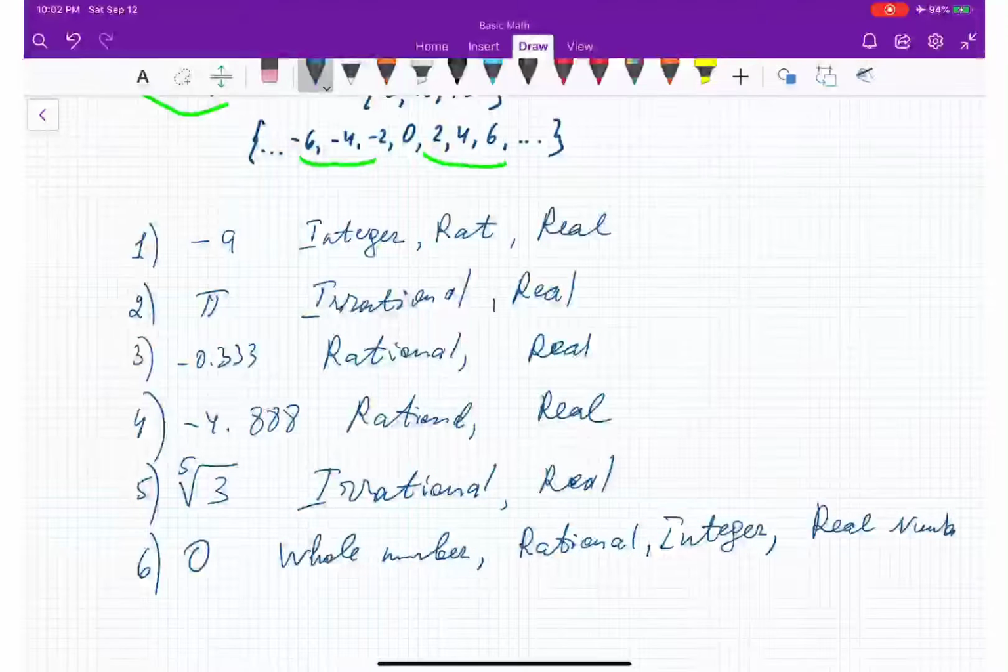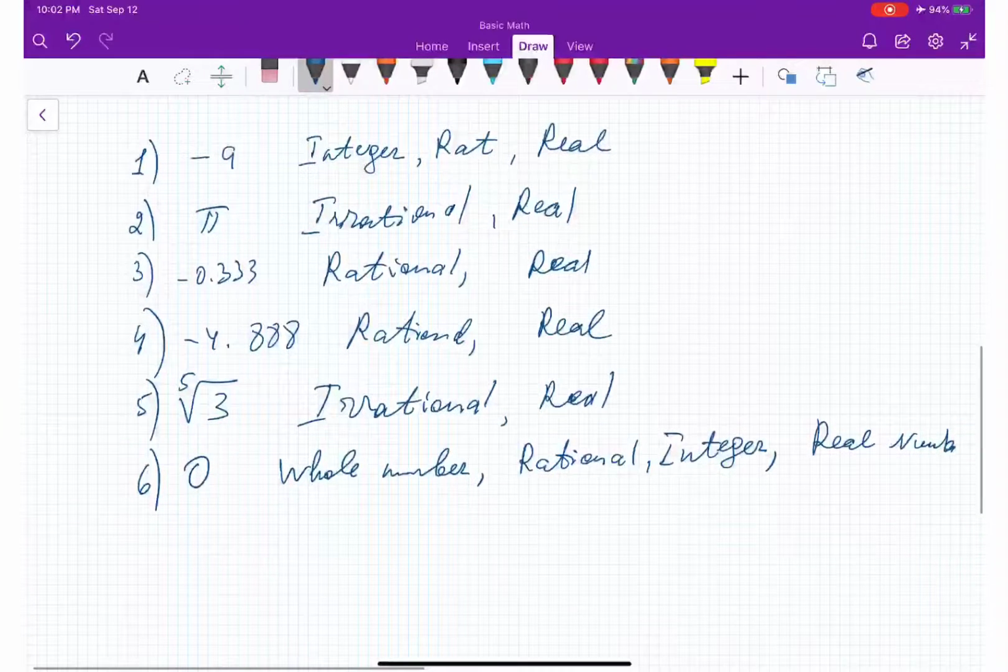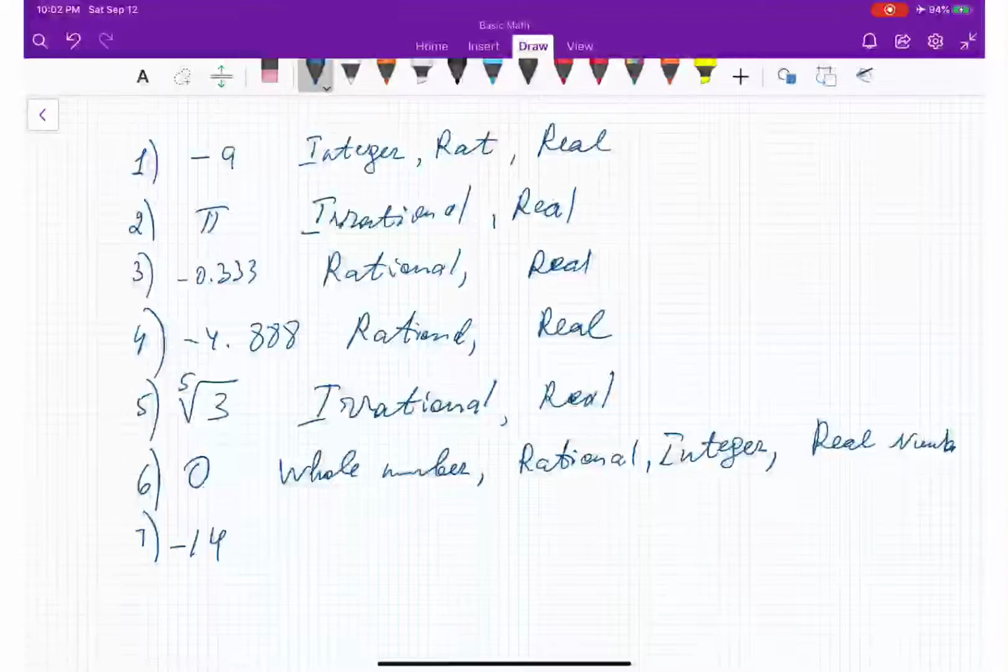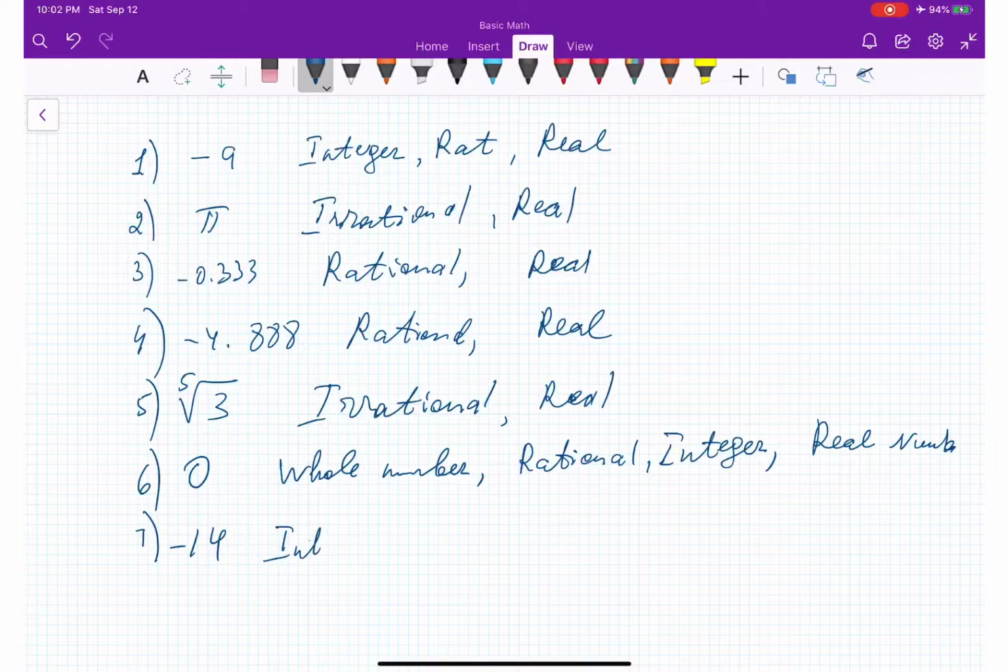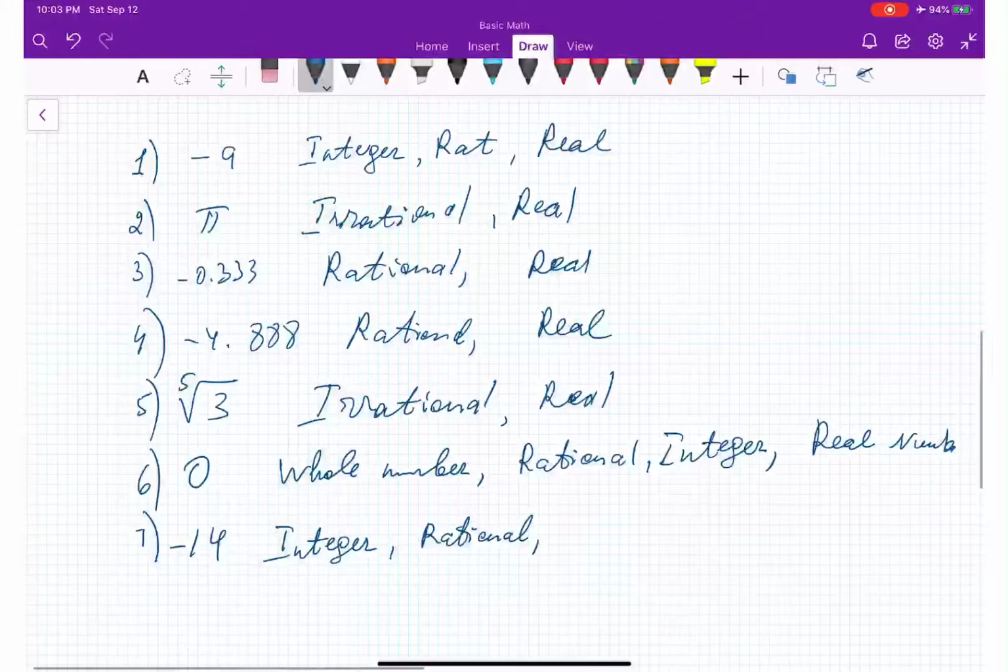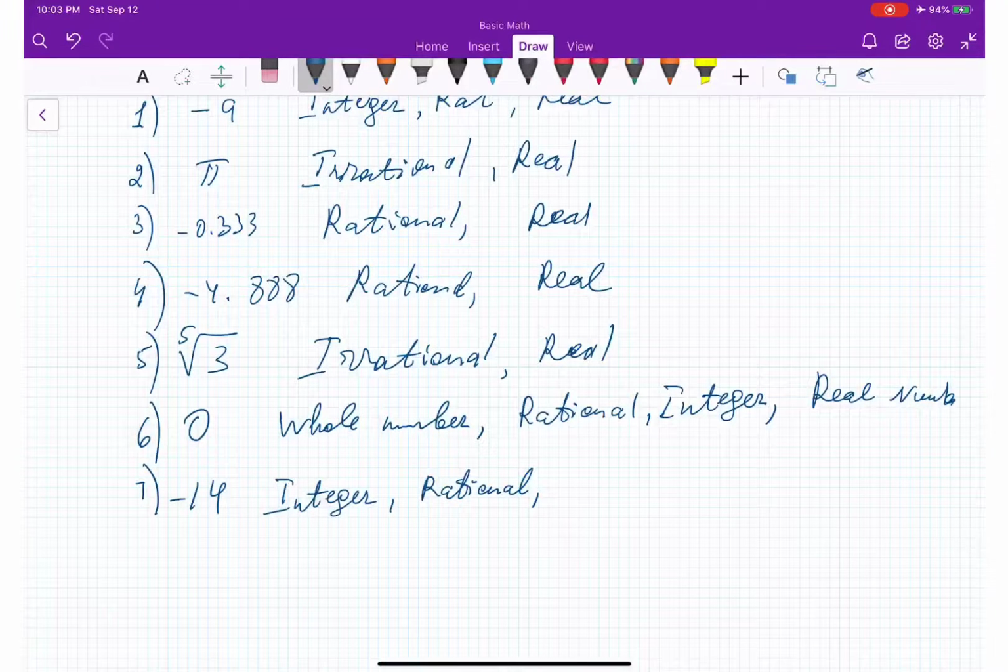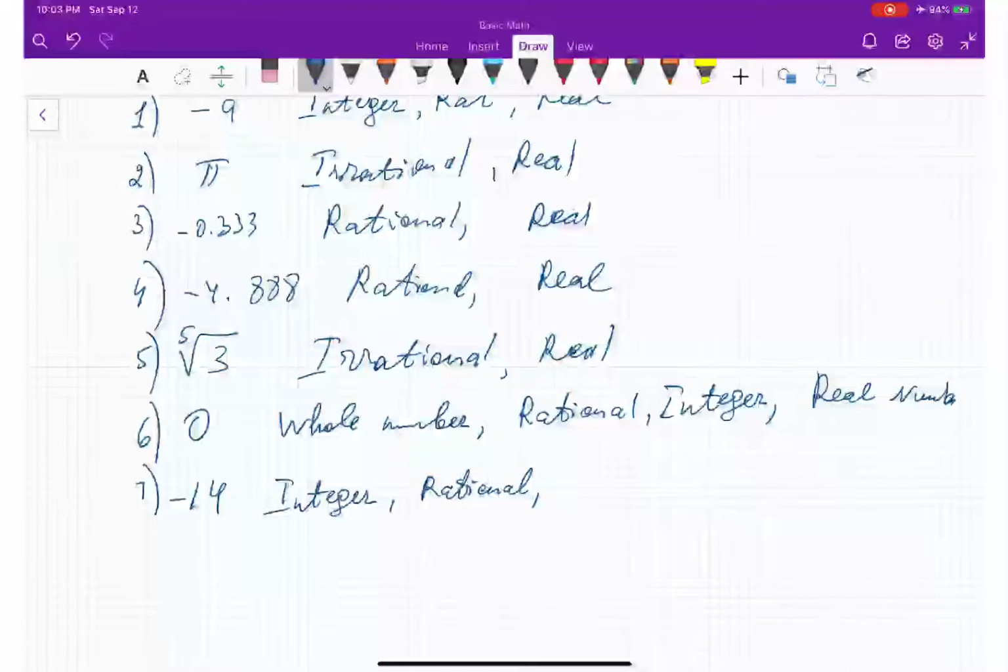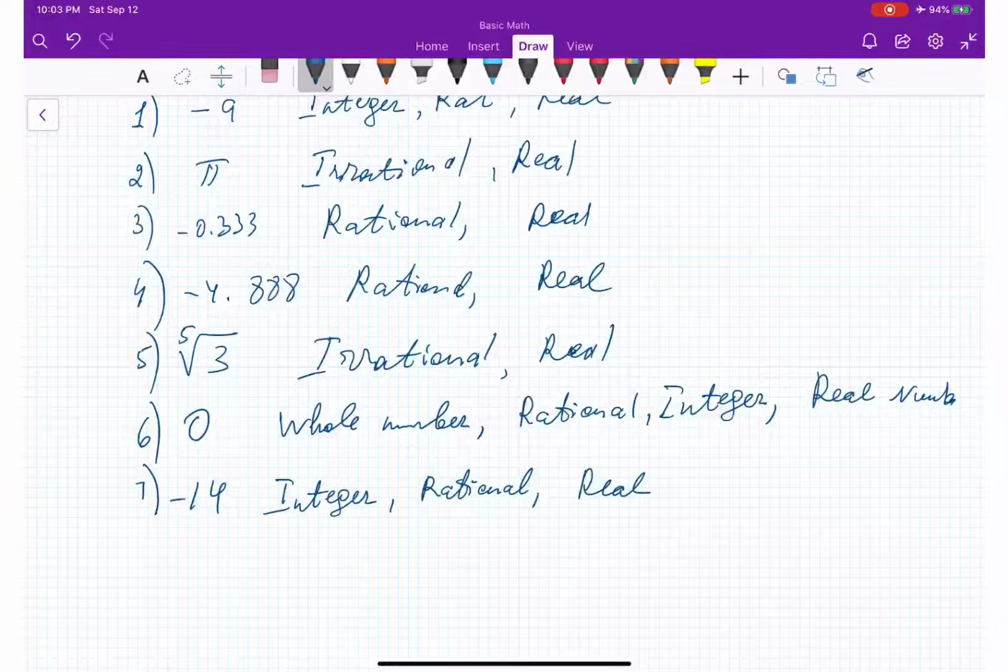Next one, let's see, negative 14, for example. Obviously it's an integer, right? Because it's a whole number, but negative. It's rational because you can represent negative 14 over 1. Is it irrational? No, it is a real number also.